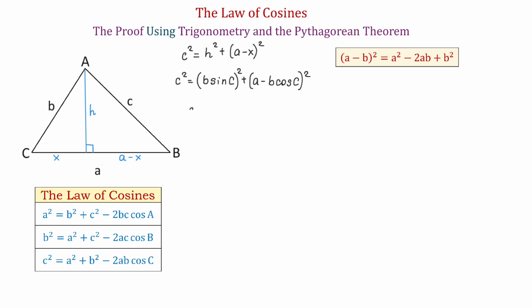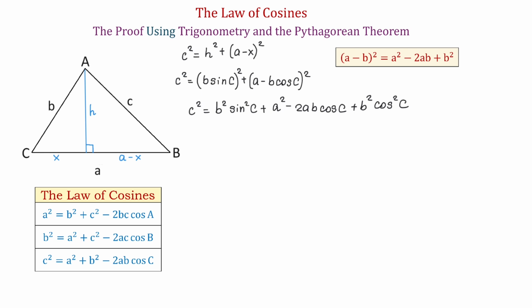So then we will have c squared equals b squared times sine squared of C plus, and now first we will raise a to the second power, minus, and here we need the double product of a and b. That will be 2 times a times b cosine of C. So we will write minus 2ab cosine of C. And now the last term is b squared. So if we raise b cosine of C squared, we will get b squared times cosine squared of C.